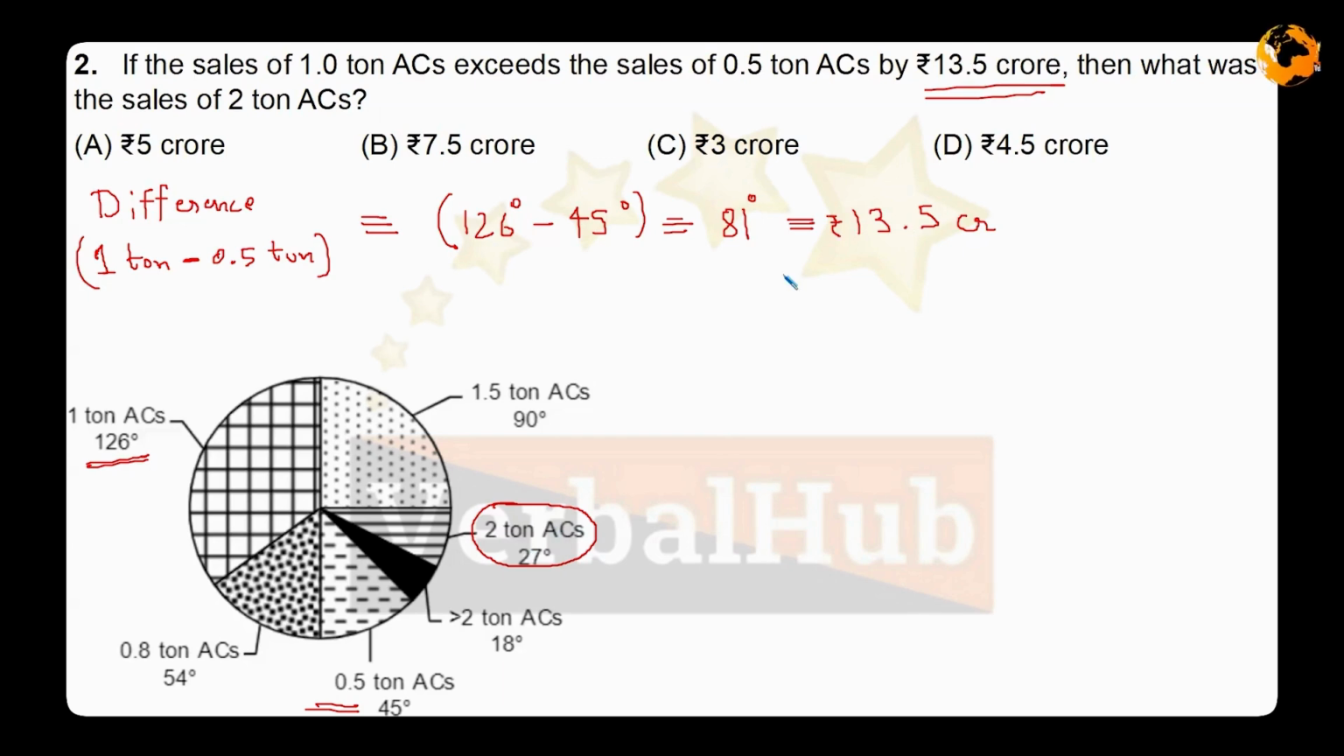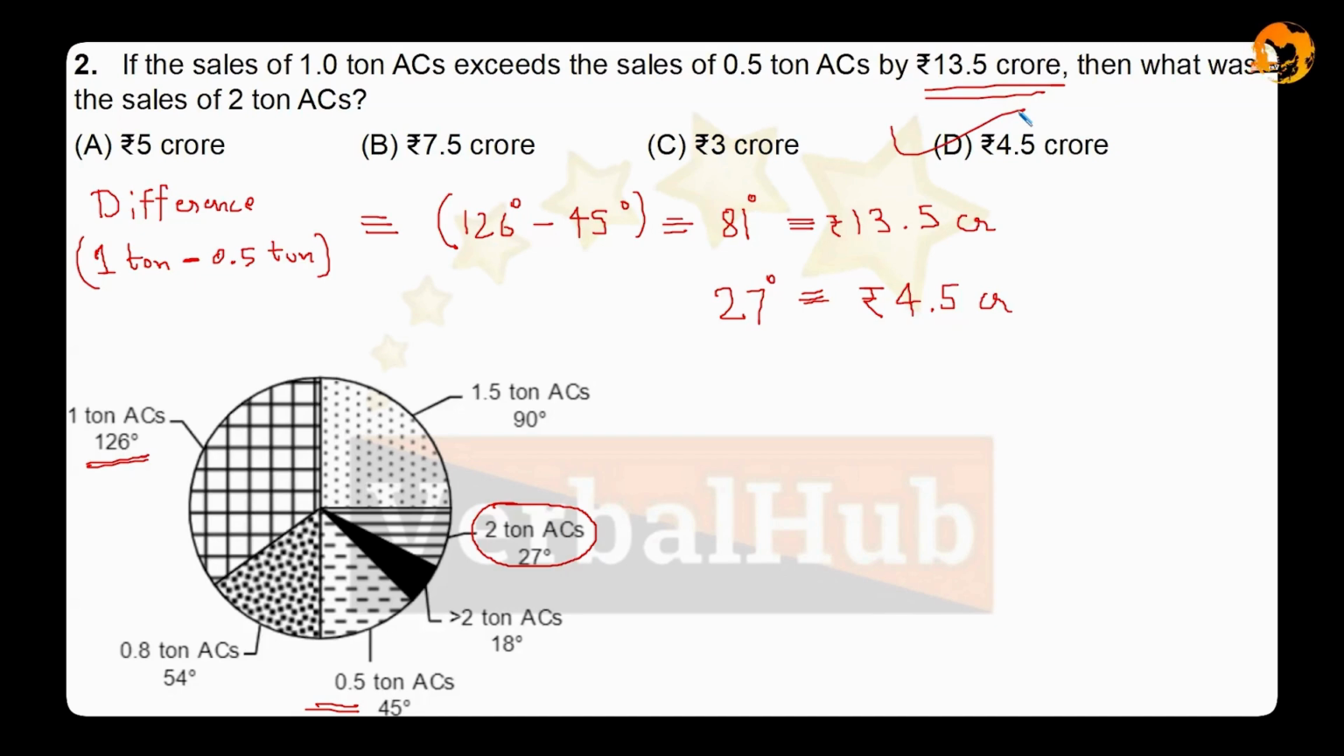81 degrees is equivalent to 13.5 crores. 27 is one third of 81. So obviously you have to take one third of 13.5. Divide by 3, you're getting 4.5. And that's your answer, right? No degree to percentage conversion required.